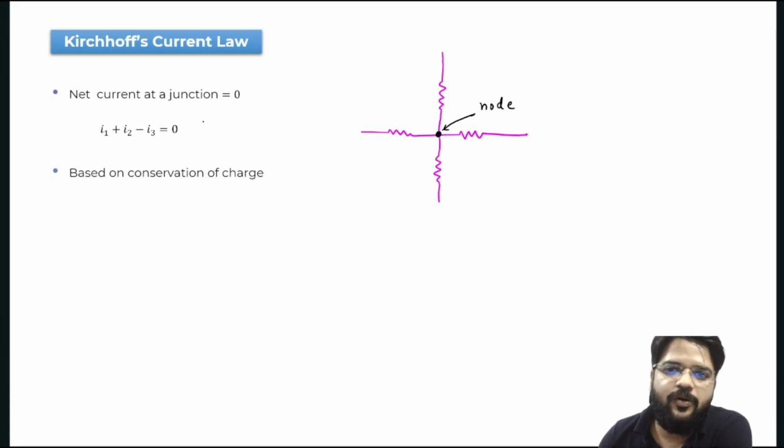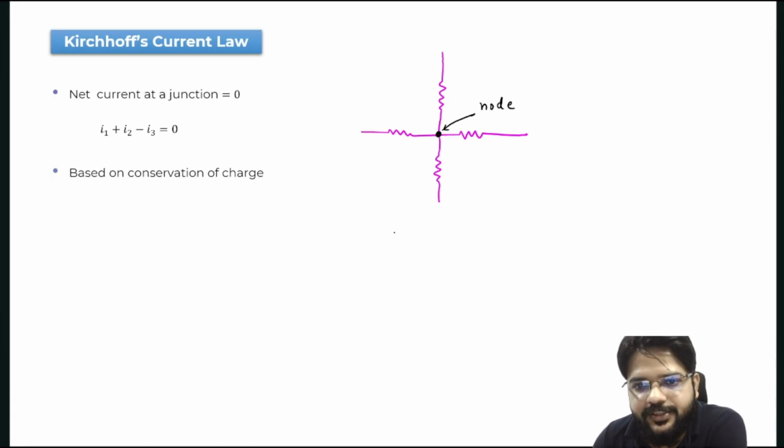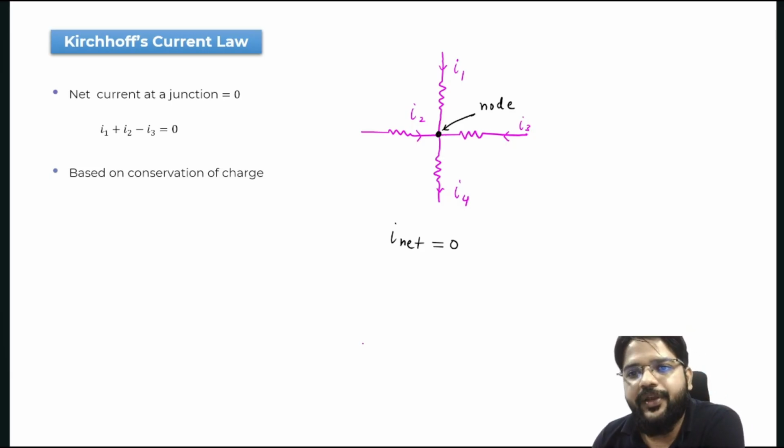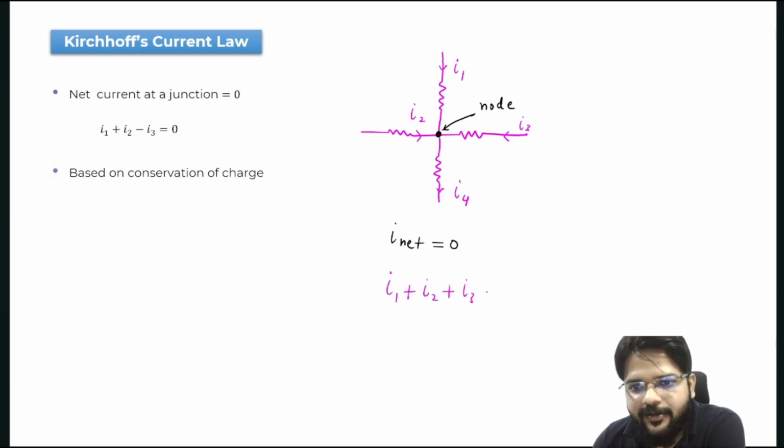So according to Kirchhoff current law, what is the net current passing from this node? It is zero. So what I will write here is I net is equal to zero. Let's suppose I1 current is coming toward this node, I2 current is also coming toward the node, I3 current is again coming toward the node, and I4 current is leaving from this node. For the incoming current I am using positive sign, and for outgoing current I am using negative sign. So according to Kirchhoff current law, plus I1 plus I2 plus I3 minus I4 equal to 0.